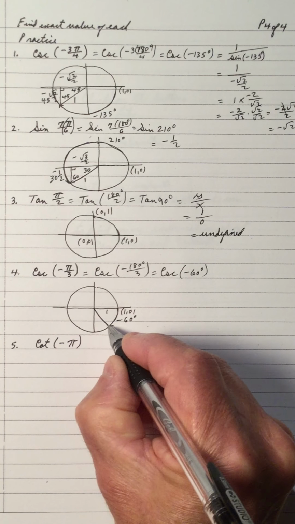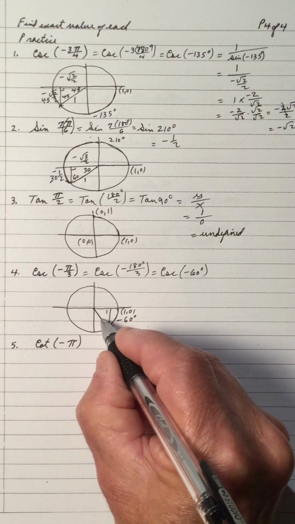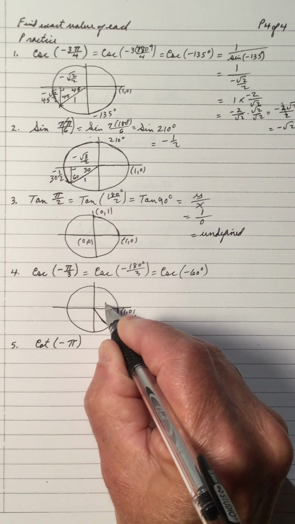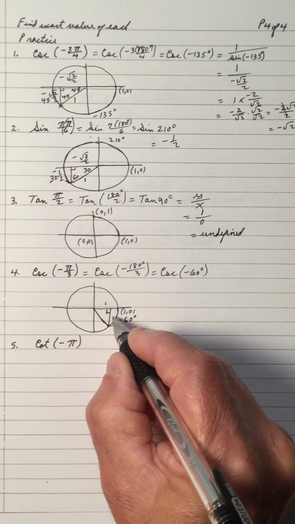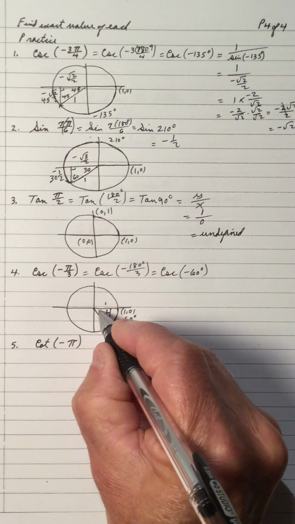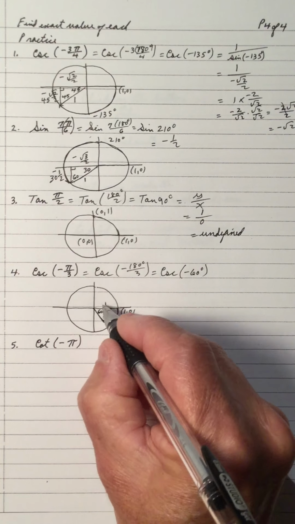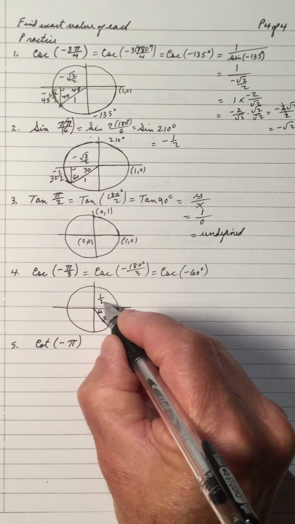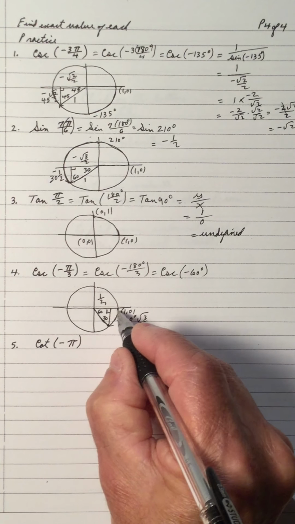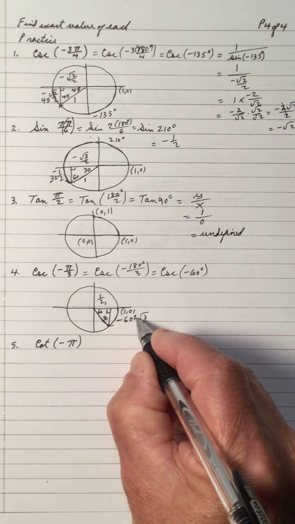The terminal arm passes out to the rotation. We drop a perpendicular to the x-axis there. And so this is a negative 60, so the reference angle is 60. And this angle is 30. So opposite 30 is a half. Opposite 60 is root 3 over 2. In the fourth quadrant, the x is positive and the y is negative.